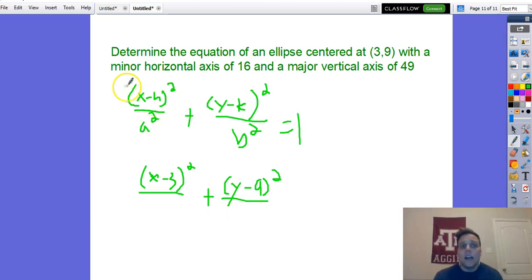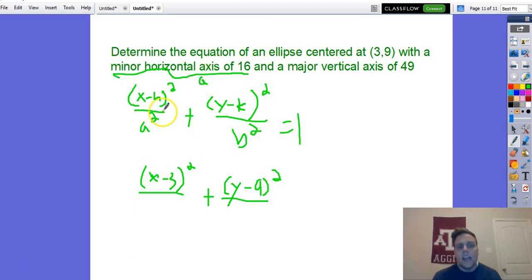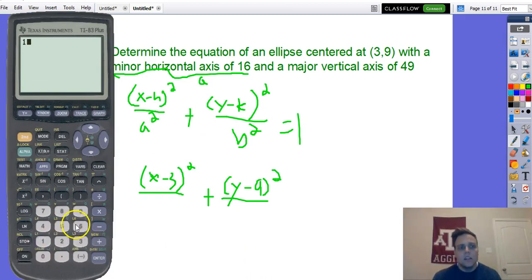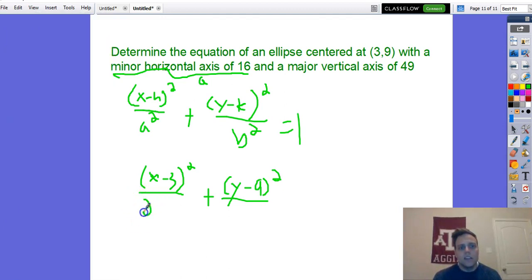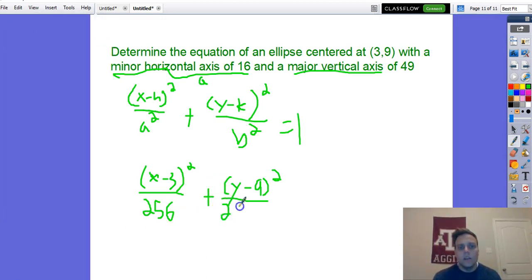Okay, so we need to find the horizontal axis here. It says minor horizontal axis is 16. Okay, so I picked ridiculously large numbers because I wasn't thinking straight. But 16 is A. So A squared is just going to be 16 squared, which is 256. And then it says major vertical axis. And you know that vertical goes with y. So that means that we need to do 49 squared, which is 2401. And this all equals 1. Alright, so that's how you make an equation from an ellipse.